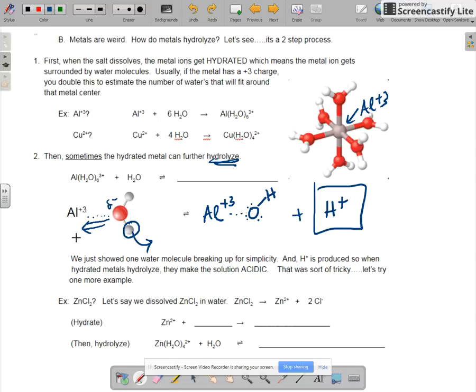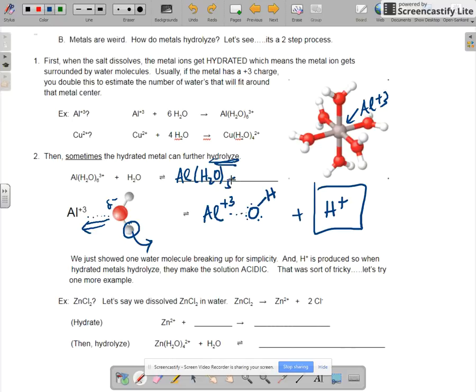But if I said I want you to write a reaction to show how aluminum 3 plus undergoes hydrolysis, this is exactly what I'd want you to do. So start with your hydrated aluminum plus 3 ion, and we're going to react it with water. That's what hydrolysis is. We're only going to show one water molecule undergoing hydrolysis, although this could happen to a greater extent.